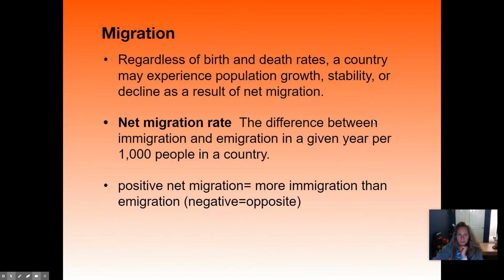All right. So we talked a little bit about migration. So when we look at migration, that's just people moving into a country. So net migration rate is the difference between immigration and emigration in a given year per 1,000 people. So that's how many people migrate from one area to another. So a positive net migration just means more immigration than emigration. So the U.S. has a positive net migration. We have more people coming in than leaving. And so we would have a positive net migration.